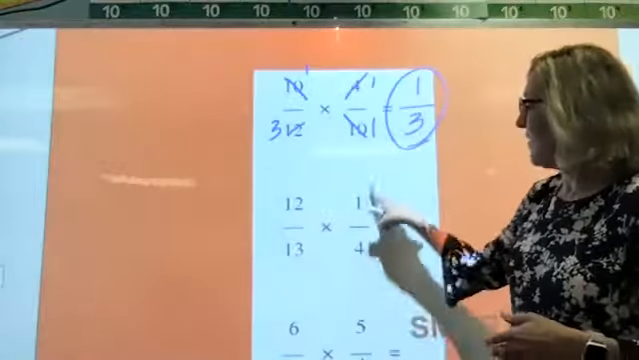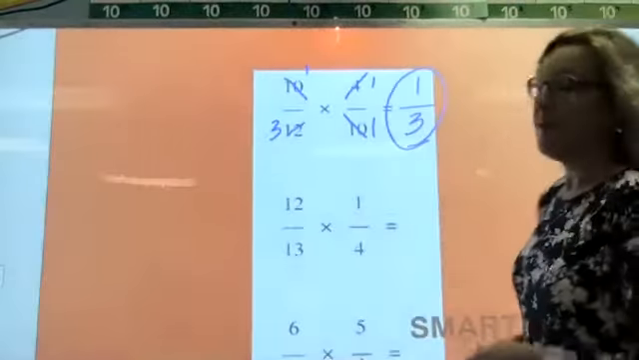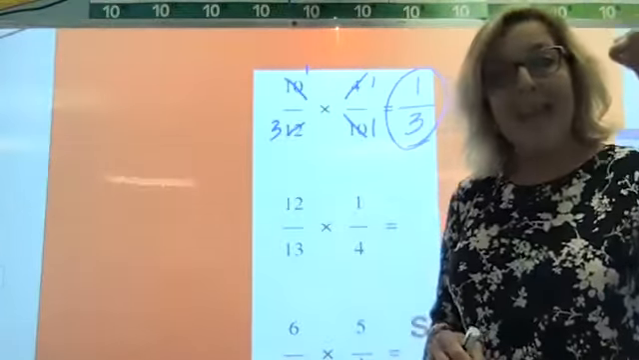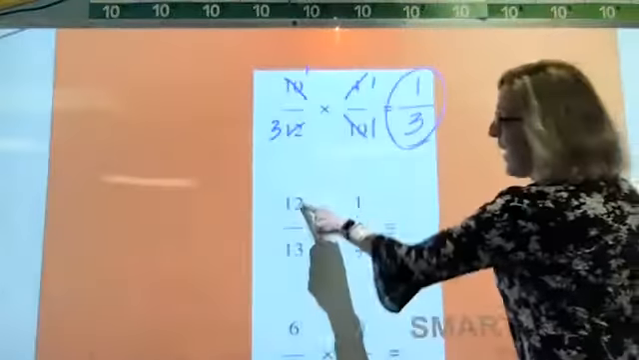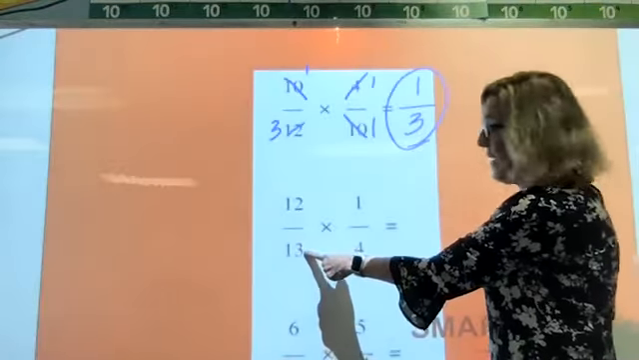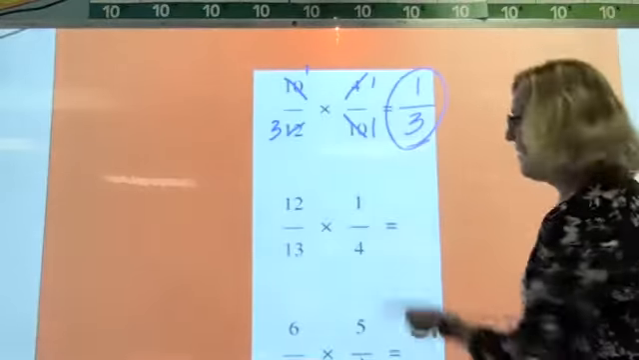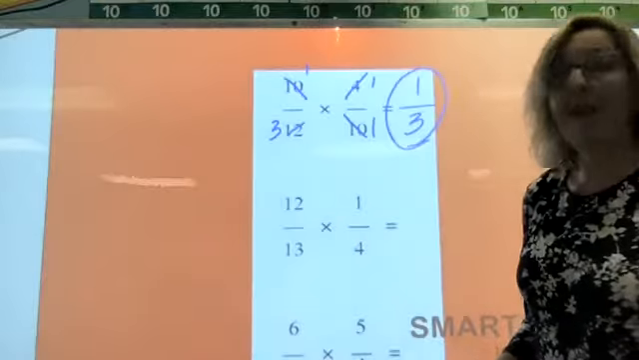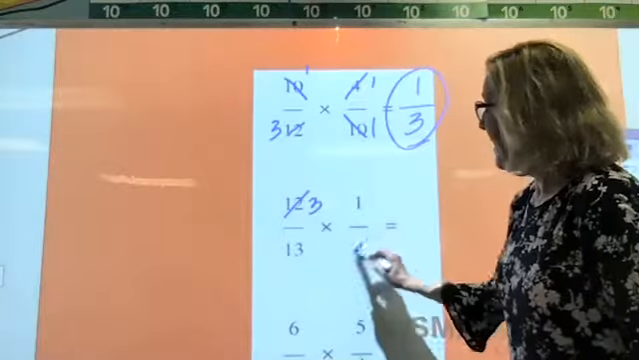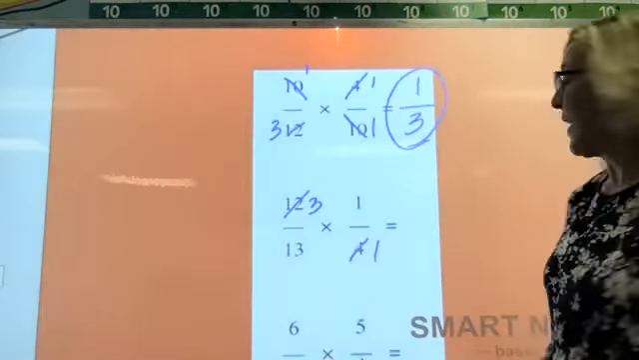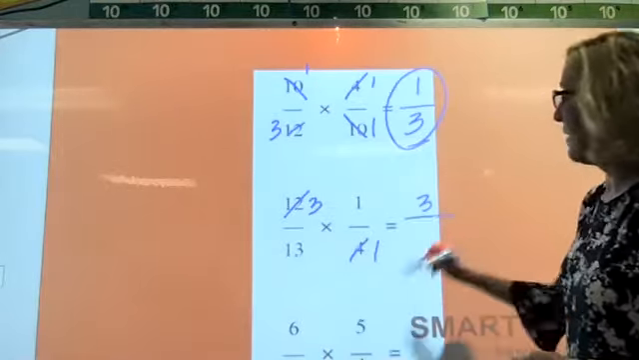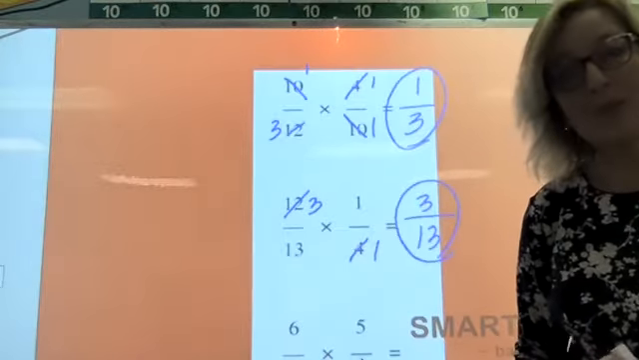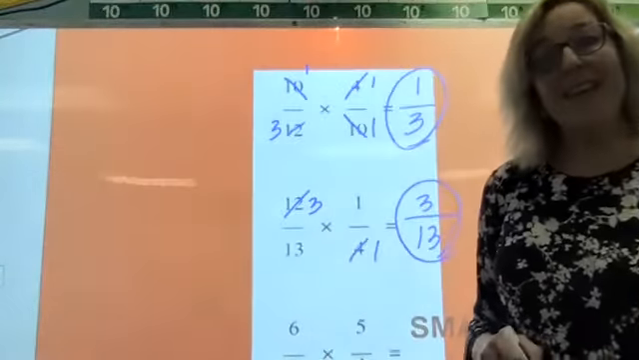Next, 12/13 times 1/4. Remember, when we simplify as we're multiplying fractions, we need to simplify a numerator with a denominator. This numerator and denominator can't be simplified, there's no common factor other than 1. This one can't either. But this numerator and this denominator share a common factor of 4. If we divide each of them by 4, we can then multiply 3 times 1 and 13 times 1, and our product is in its simplest form. It's a very handy strategy.